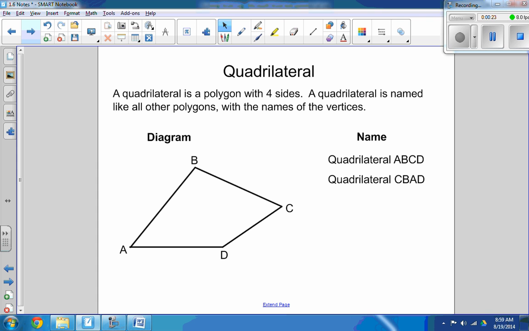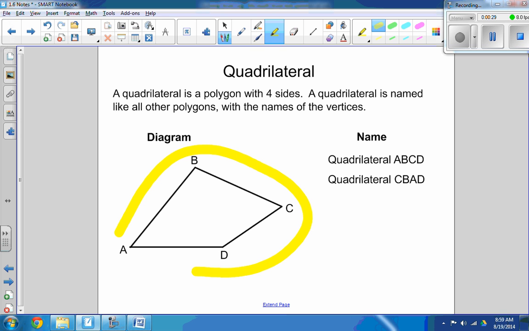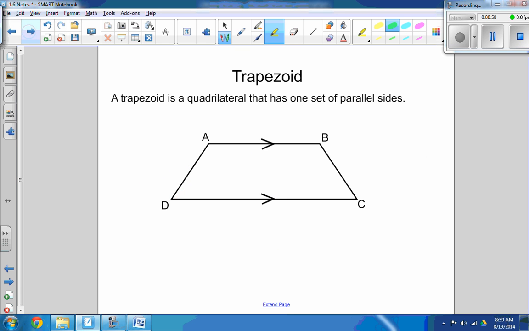So this quadrilateral, ABCD, notice it goes in order, ABCD, or CBAD. You have to follow the vertices in order. You can't just name any letter you want. So I could not do CABD. It's not going in order. You have to follow the name in order of the vertices.